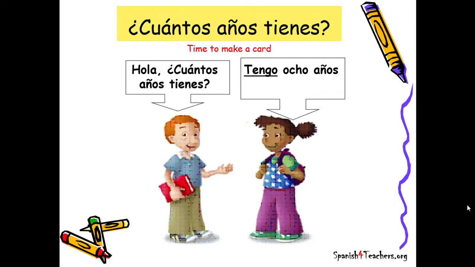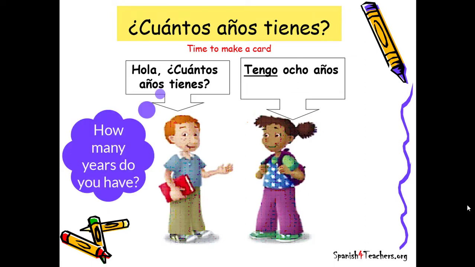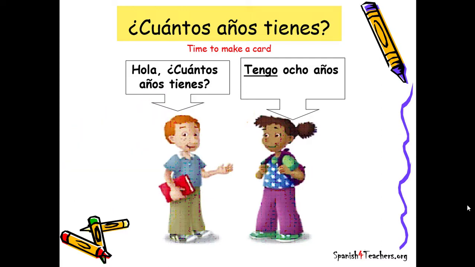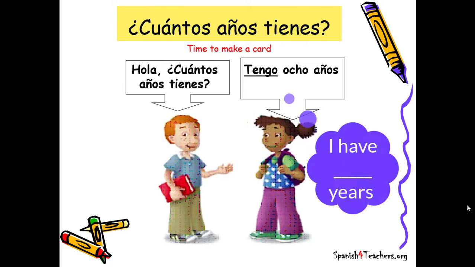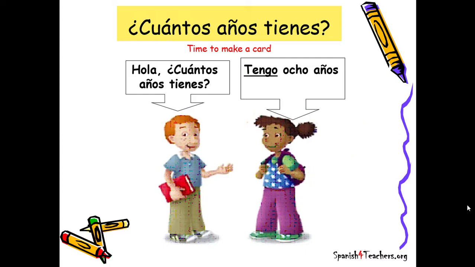¿Cuántos años tienes? Let's translate that directly. Directly, that is, ¿cuántos, how many, años, years, tienes, do you have? How many years do you have? Or idiomatically, how old are you? The response, a direct translation, tengo, I have, then the number, and then años, years. So the young lady in the picture is 8 years old. Tengo 8 años. I have 8 years.